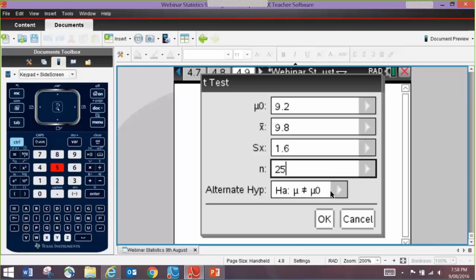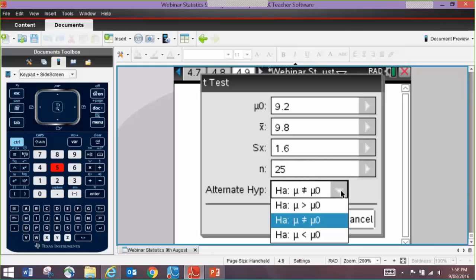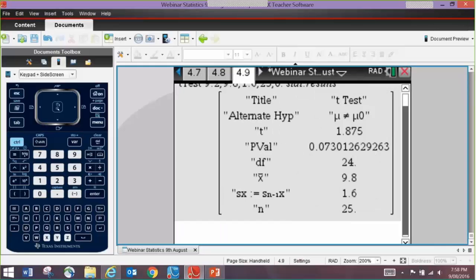I can then have a look here and change this to either one-tailed or two-tailed in either direction. I want to do the two-tailed, so I'll go with that. So once again, we get this p-value like Virginia showed with the chi-squared, and because it's 0.073 and I was testing at the 5%, that is greater than 0.05, so therefore I would accept H0.